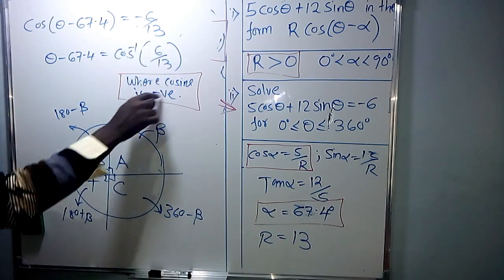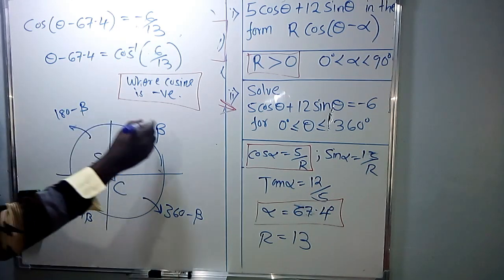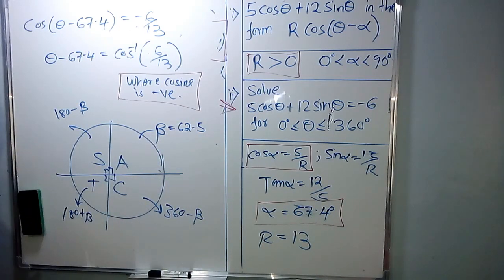So what is the cos inverse of 6 over 13? 62.5, isn't it? So it means angle beta is 62.5 degrees. You know, any angle we can denote by anything, isn't it? Beta, theta, alpha, anything. But theta and alpha are already used in the equation, so we can use any other Greek symbol to denote the angle. Are we together? Tuko pamoja? So from there, the angle beta is 62.5 degrees.